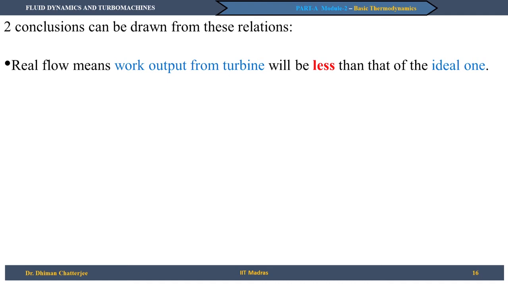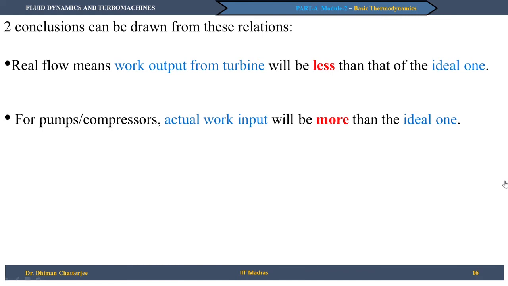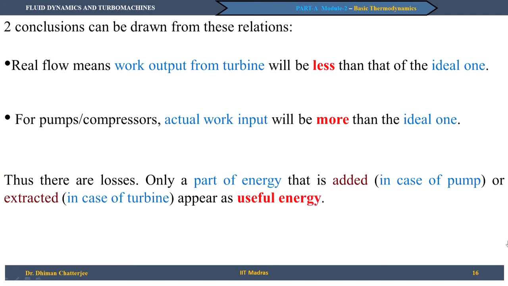This real flow means the fluid has viscosity, there are mechanical friction losses, and hence the output will be less. And for pumps and compressors, actual work input will be more than the ideal one. These are because of the losses, and hence we can say only a part of the energy that is added in case of a pump or extracted in case of a turbine appears as useful energy.